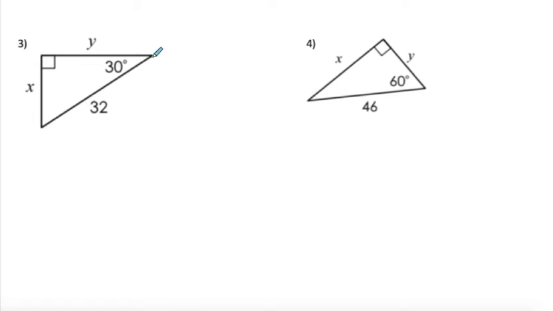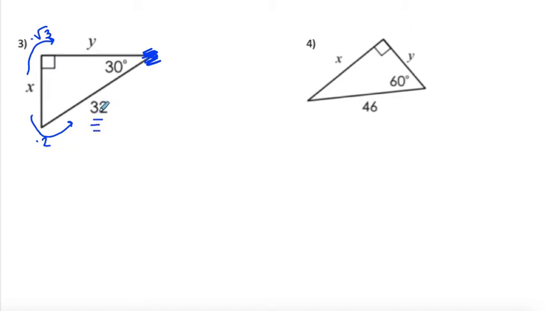On number 3, here's my 30, so I kind of scribble it out, remembering I'm not going to go around that way. And now I have x, so I'm going to multiply by radical 3 to get the long leg, and I'm going to multiply by 2 to get to the hypotenuse. Notice this time my x is unknown, so I can't take x times 2 to get 32. I need to go backwards using what I do know.